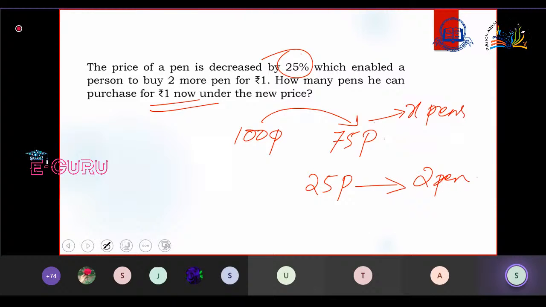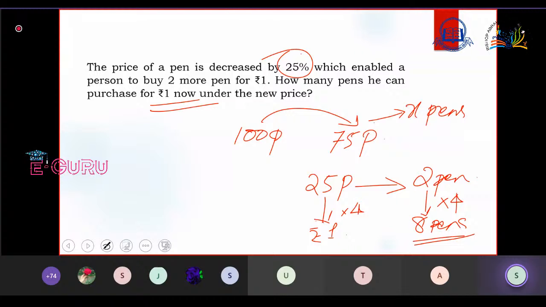So the matter is solved. The current price now you can easily calculate. If using 25 paisa you can buy 2 pens, for ₹1 how many pens can you buy? 25 paisa into 4 is ₹1, right? So when the price becomes 4 times, the quantity also becomes 4 times. So with ₹1 now you can buy 8 pens. That's it.